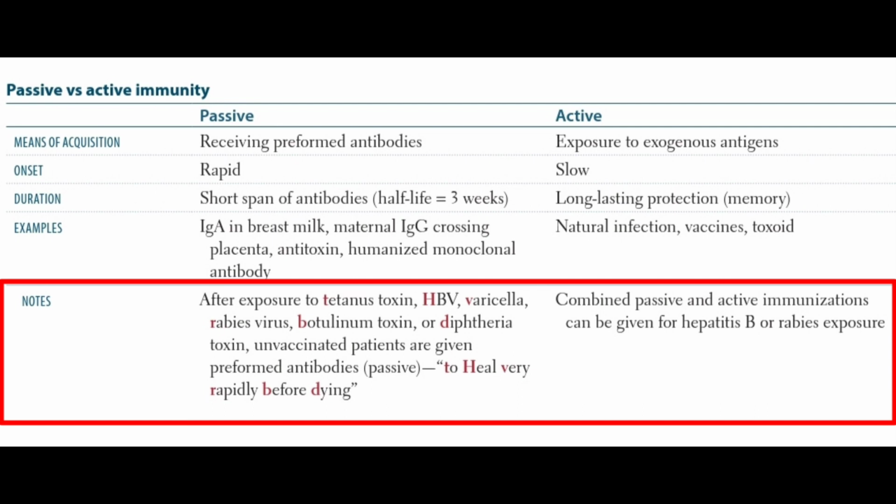In passive immunity, after exposure to tetanus toxin, hepatitis B virus, varicella, rabies virus, botulinum toxin, or diphtheria toxin, unvaccinated patients are given preformed antibodies, that is passive immunity, so that the infection does not spread rapidly. Whereas combined passive and active immunization can be given for hepatitis B or rabies exposure patients.